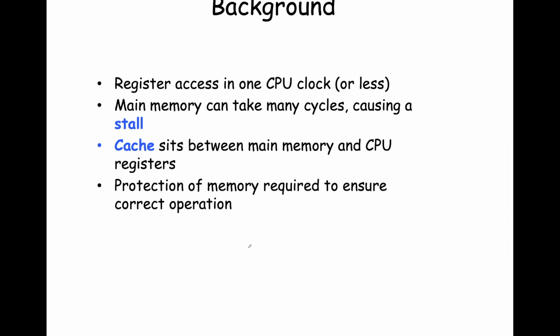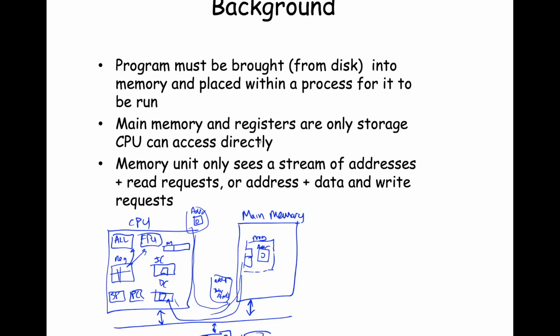Okay, and so because of memory taking many cycles, this can cause what's called a stall cycle. That means that the CPU is slow in its performance because it has to wait for the memory to respond to its request. For this reason, we have a cache, the instruction cache and the data cache, that sits in between your main memory and your CPU registers. And so the reason for the instruction cache and the data cache is so that we load blocks of instructions and blocks of data so that the CPU minimizes this stall.